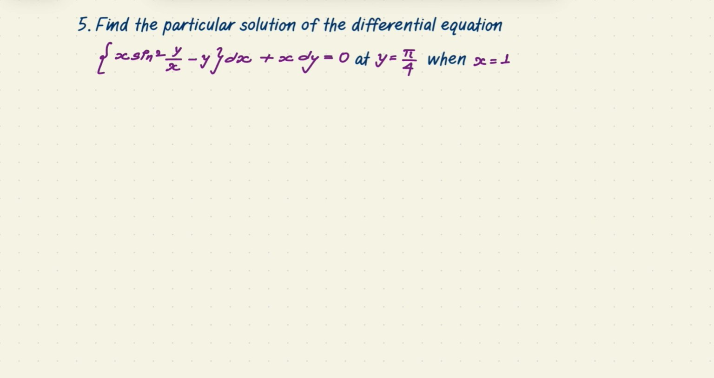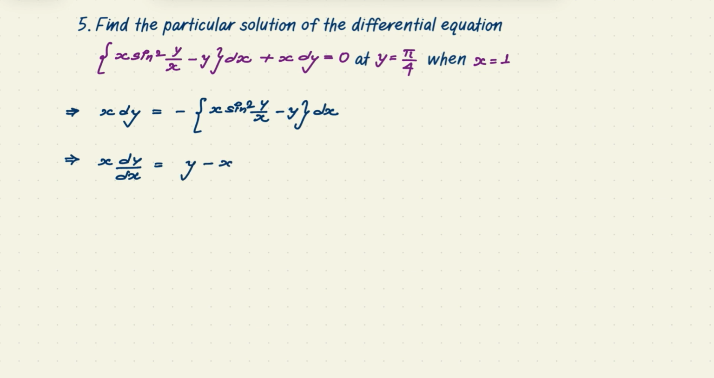For that, you can see that there is y by x inside this sine square function. So let us try to show that this is homogeneous. For that, let us keep x into dy here and take that first term on the other side. Then we will have x sine square y by x minus y into dx. So x into dy, dividing both sides by dx and opening the bracket, let us write positive term first, that is plus y minus x sine square y by x.